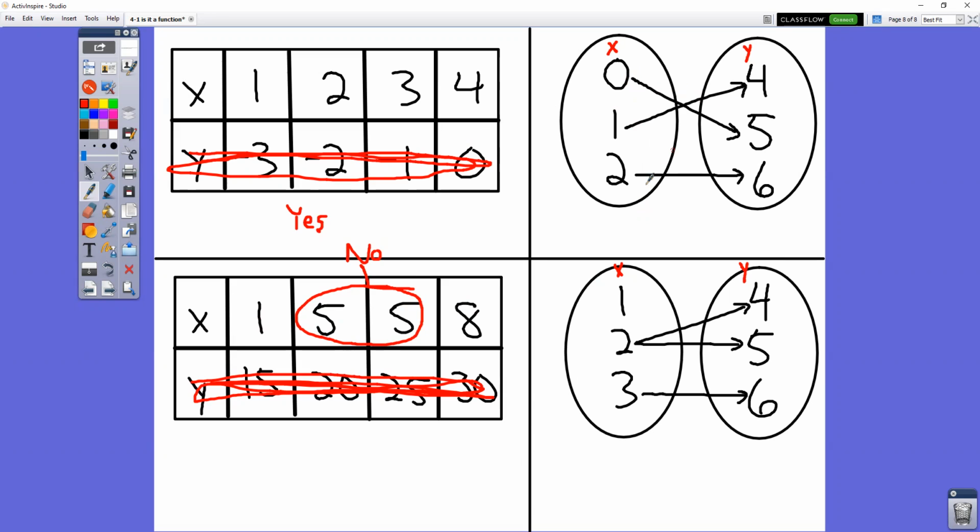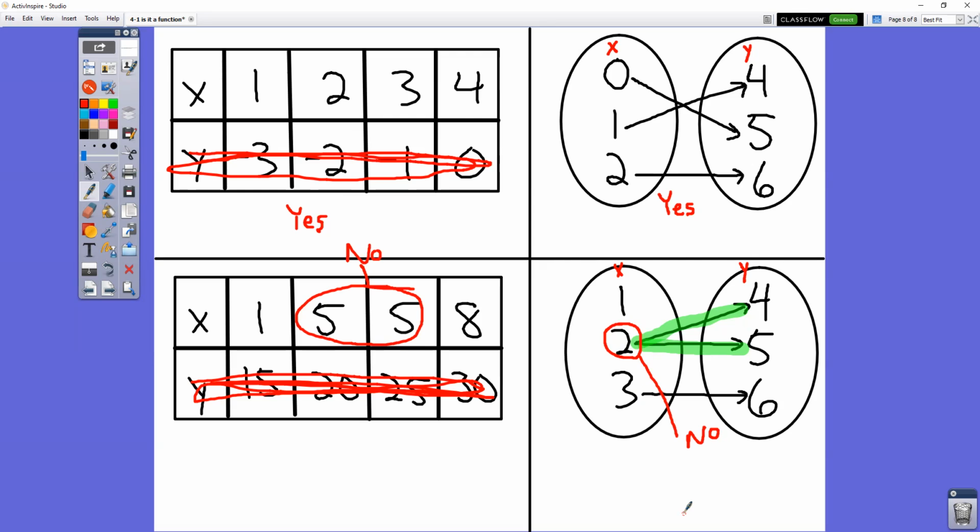Now, in these, we have to follow the arrows. We have one arrow coming out of the 0, one arrow coming out of the 1, and one arrow coming out of the 2. Each of these x values, 0, 1, and 2, is only being used one time. Therefore, this is a yes. However, in this one, there are 2 arrows coming out of the 2. We have a 2, 4 and a 2, 5. This 2 is being used twice, so this is a no.